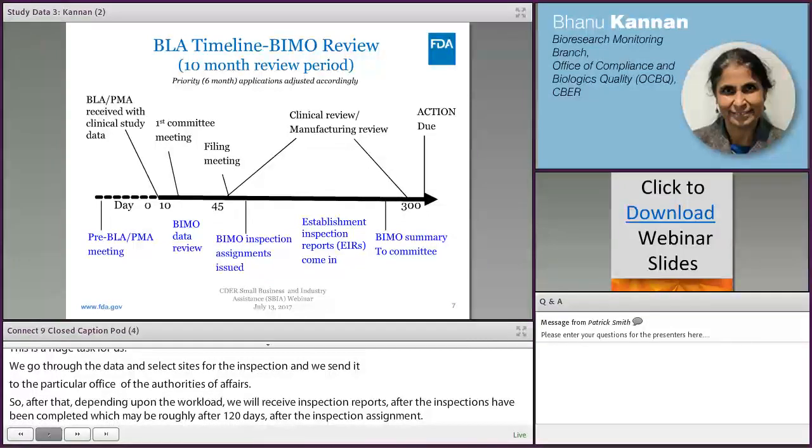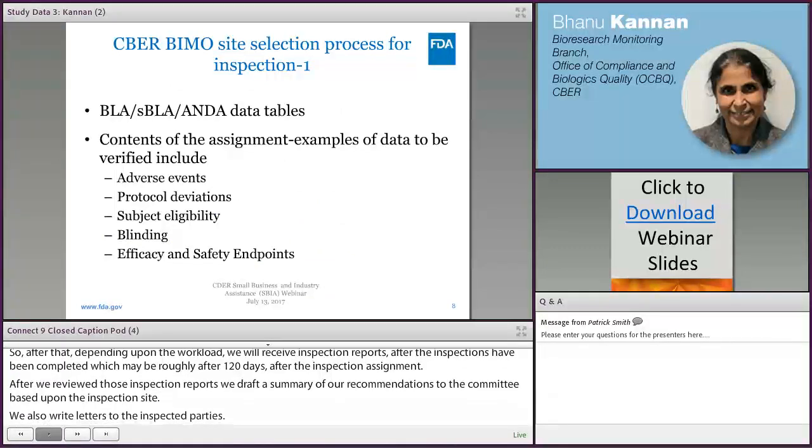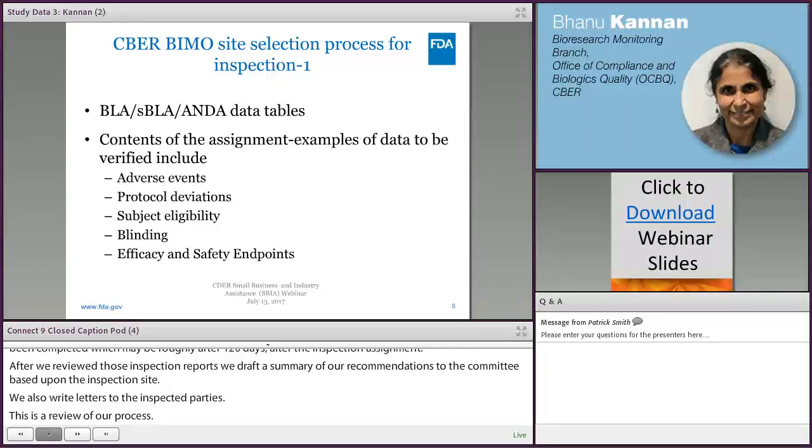And we also write letters to the inspected parties. So this gives an overview of our process. So next, I'm going to concentrate on the site selection. For all this to happen, we have to select the sites for inspection.